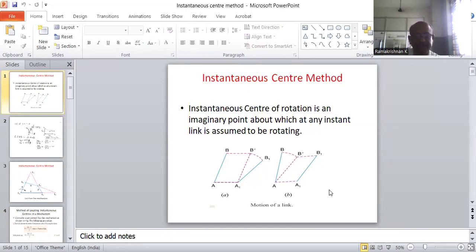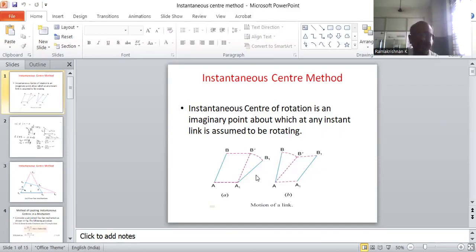For our consideration, consider a rigid link AB. At its initial position, it is at AB, and it attains a final position A1, B1 by two different types of motion, one translation and another rotation. First by translation, it attains a position A1, B dash, and by rotation, it attains the final position A1, B1.